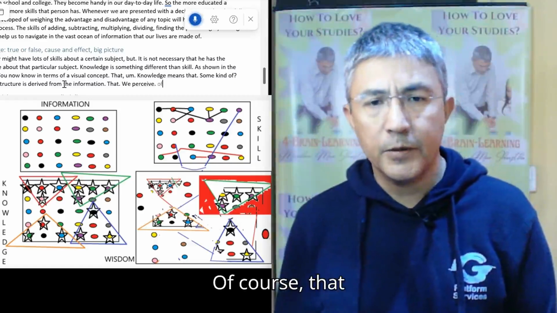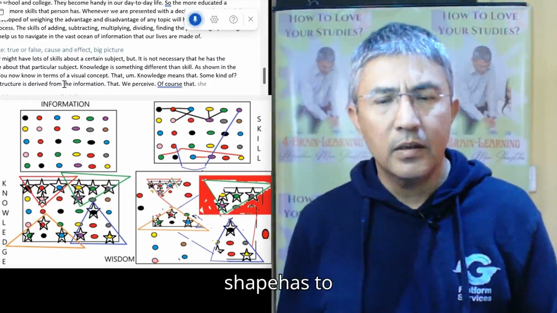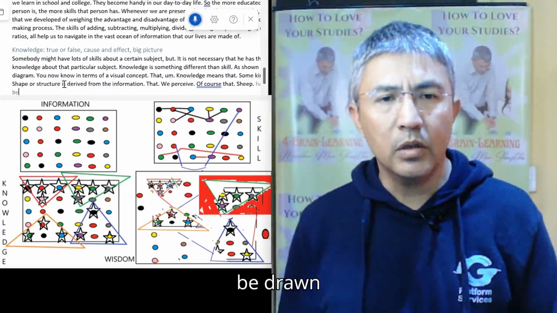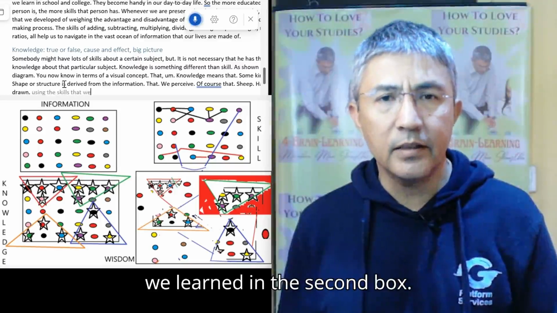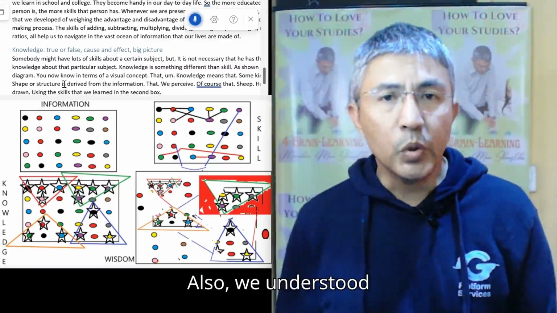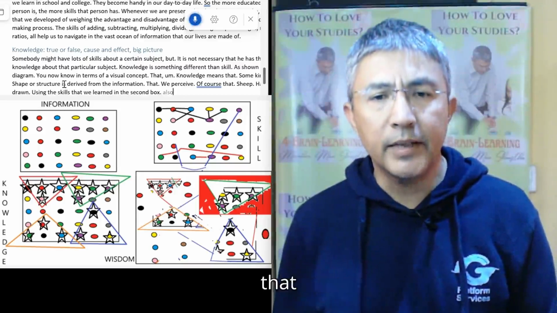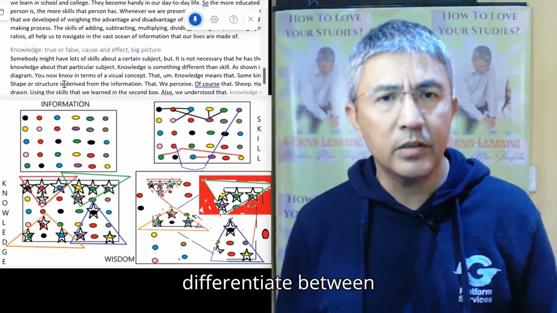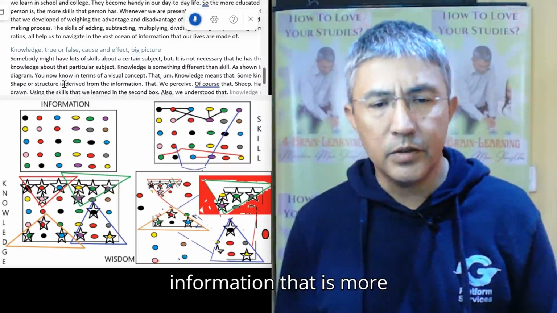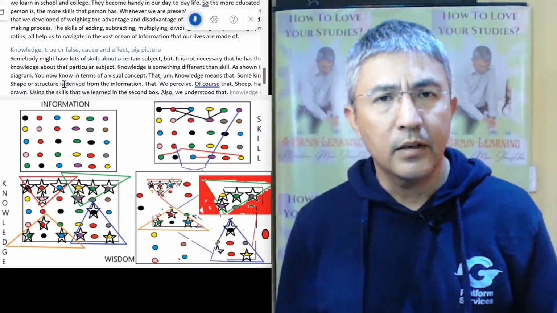Of course, that shape has to be drawn using the skills that we learned in the second box. Also, we understood that knowledge means the ability to differentiate between information that is more important than others.